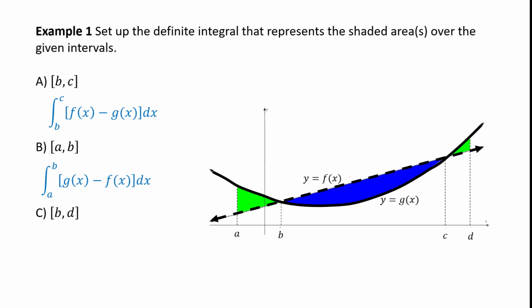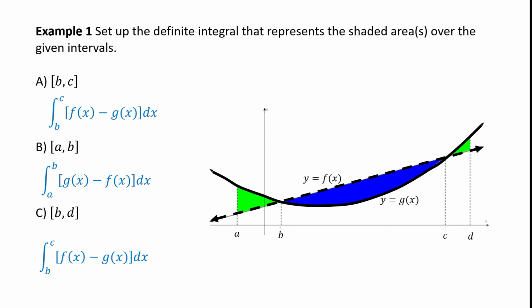And now on to part C, the integral from b to d. Let's observe that two things happen. From b to c, the line is above the arc, so we have the integral from b to c of the line f of x minus the arc g of x dx.